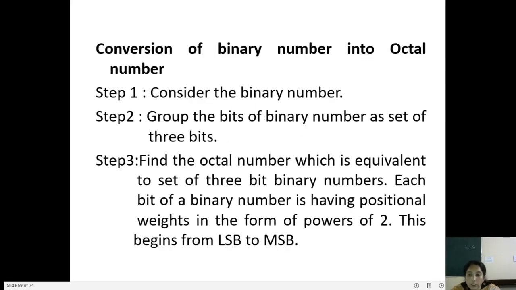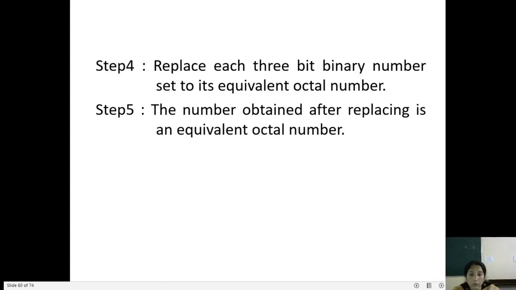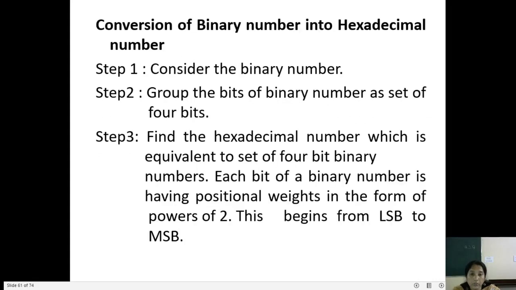So if it is an octal number, first you want to see the number, then you want to group. If you want to convert into octal, group into 3 bits, and based on the value of the number, you want to keep that number, and you can easily convert into octal. If it is hexa, you want to group in the manner of 4 bits, and based on this value you want to write the number for that particular value. And while grouping, you should keep in mind that you should start from the least significant bit to the most significant bit.